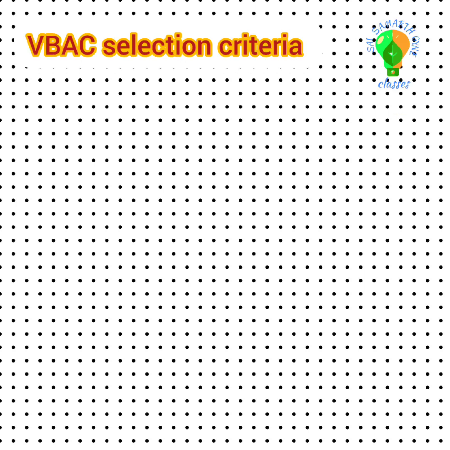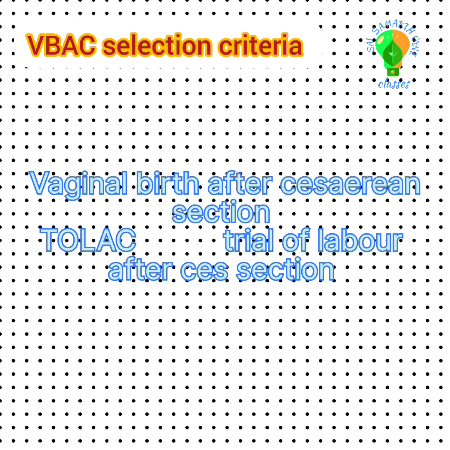So, one previous cesarean section with low transverse incision, history of previous vaginal birth, scar thickness more than 6 mm, and indication other than failure to progress in the previous cesarean, good sized pelvis, and a longer duration from the last cesarean, at least more than 3 years.